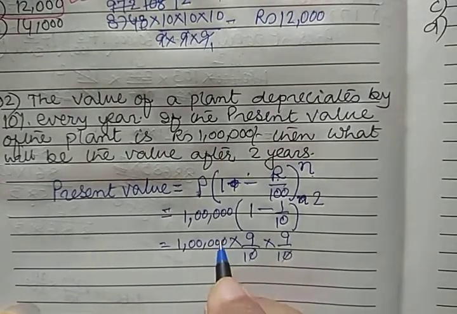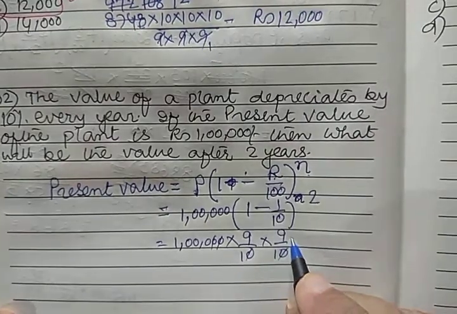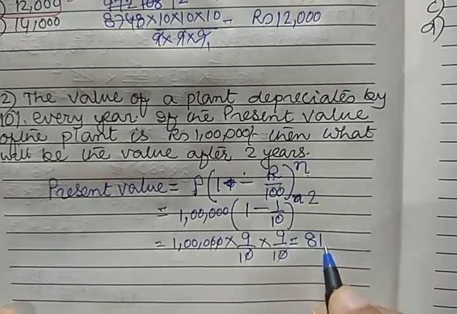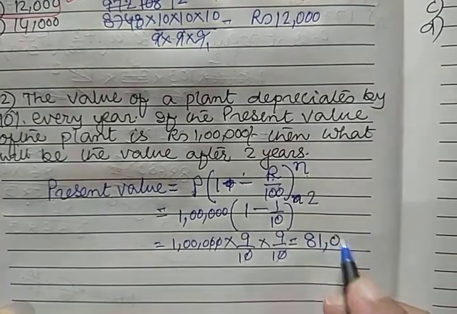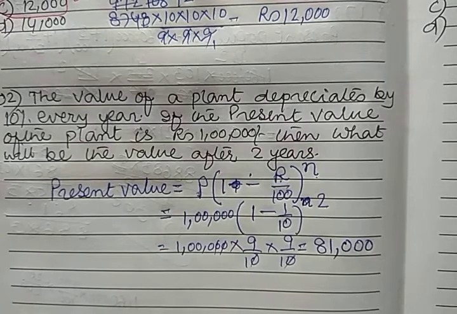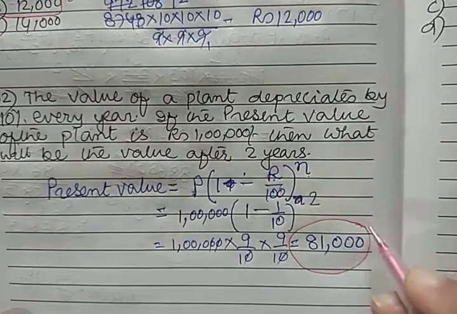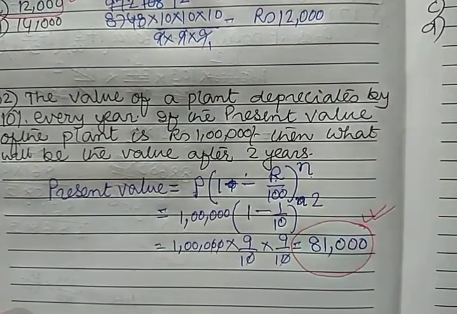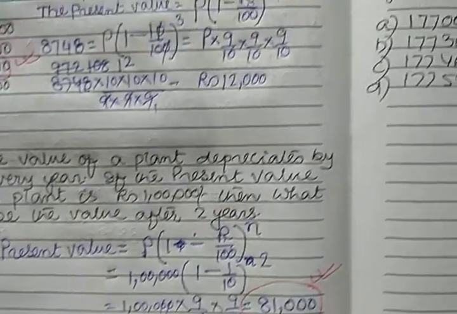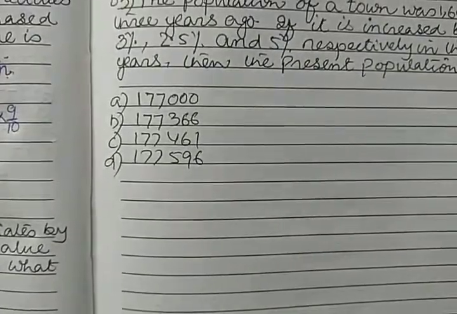2 zeros gone. 9 9s are 81, and how many zeros? 3 zeros. So after 2 years, the value of that machine will be rupees 81,000. So now let us see one more sum.